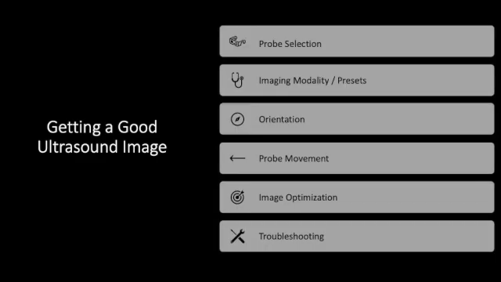Getting a good ultrasound image comes down to a few things. We need to have the right probe. We need to know what modality and presets to use. We need to orient ourselves well to understand the anatomy, move the probe in the correct directions to be able to image the entirety of the organ that we're looking at, optimize our image using machine settings, and troubleshoot when things aren't going the way that we want. So let's dive into each of these in a little bit more detail.